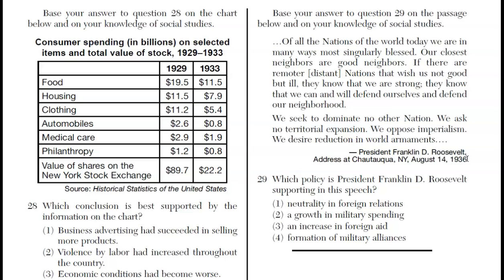Roosevelt's talk here. Of all the nations of the world today, we are in many ways most singularly blessed. Our closest neighbors are good neighbors. If there are remoter nations that wish us not good, but ill, they know that we are strong. They know that we can and will defend ourselves and defend our neighborhood. We seek to dominate no other nation. We ask no territorial expansion. We oppose imperialism. We desire reduction in world armaments.